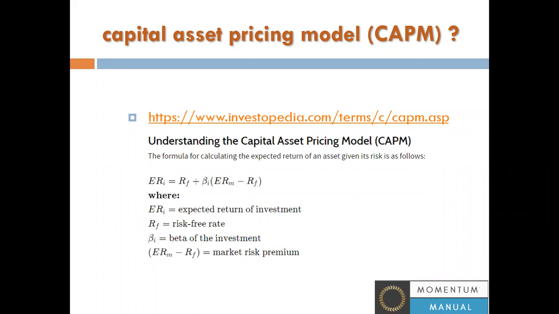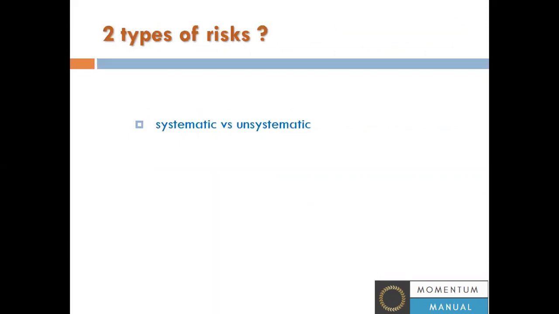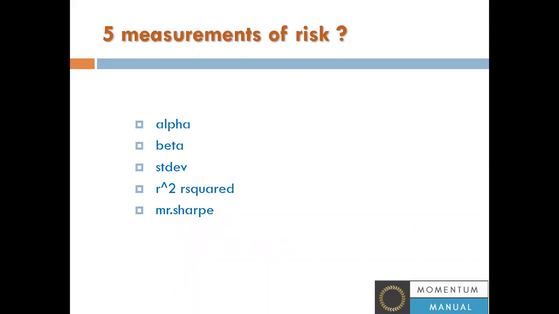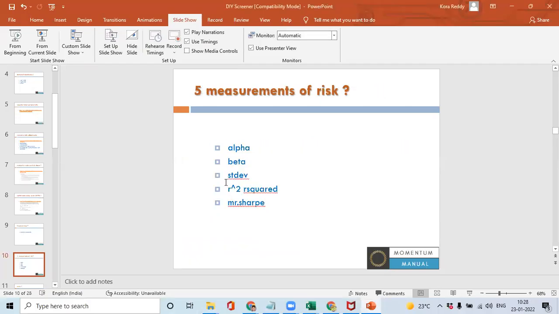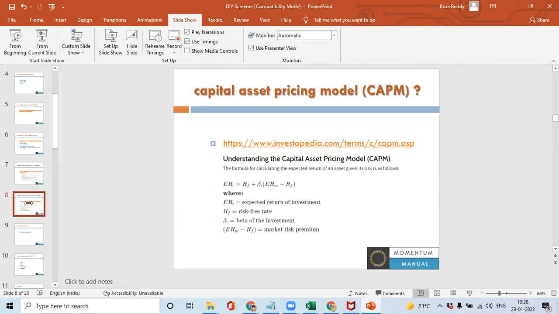So the equation is very simple. The expected rate of return on investment is nothing but the risk-free rate plus beta into the market premium. So such a simple equation actually got a Nobel Prize. Surprising, right? Isn't it surprising this A equals B plus C kind of equation got a Nobel Prize?